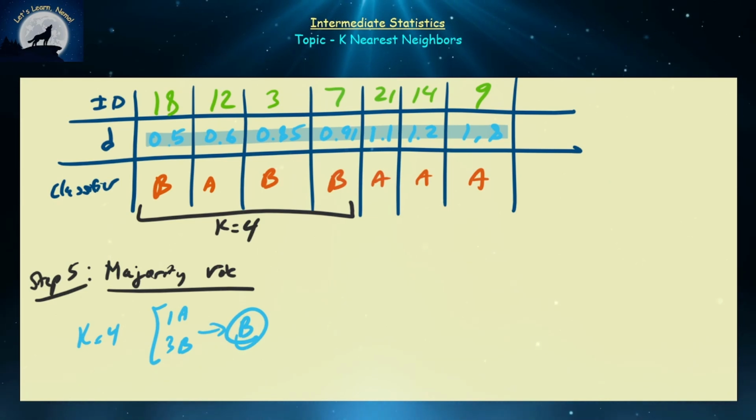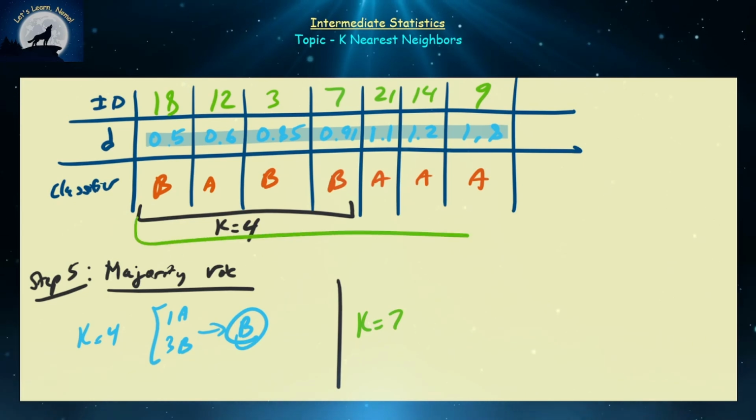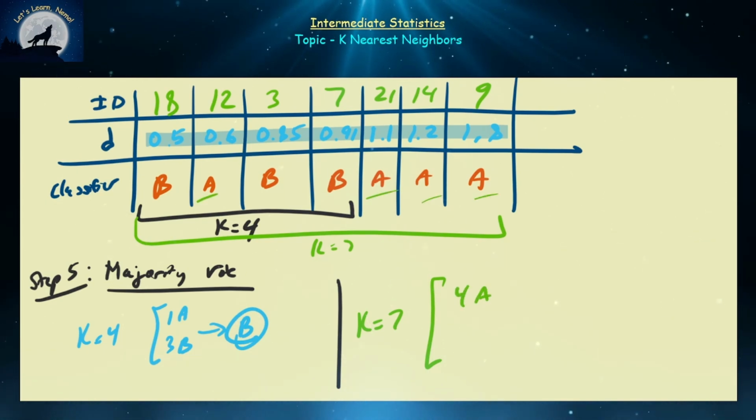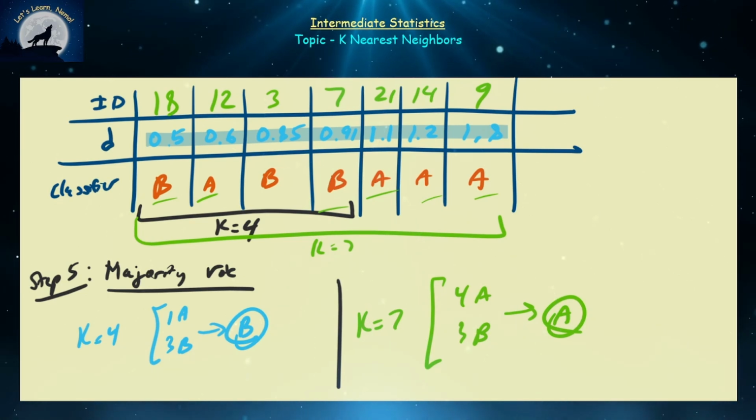But note, if we slightly change our value of k, for example, if we change k is equal to 7, that's going to consider all of these points. What are we going to have? So we have 1, 2, 3, 4 values of a's, and we have 1, 2, 3 values of b's. So under this particular value of k, we're going to have a classifier of a. But again, you might want to return a probability vector instead of a classifier, and in this particular case, the probability that it's equal to b based upon the 7 nearest neighbors is 3/7, and the probability of it being a is going to be equal to 4/7, right?